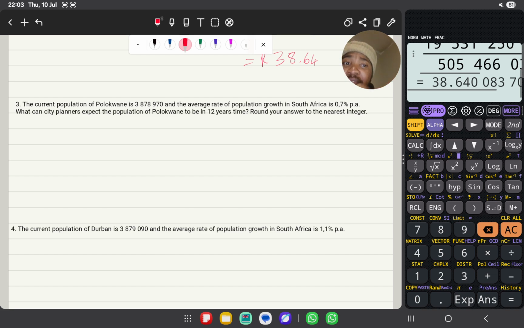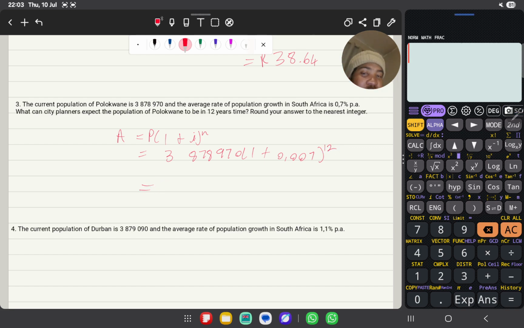Cool. So here we are trying to find the A, which is how many people we will be having in the future, 12 years' time. We use the same formula and we make the substitution: 3,878,970 times (1 plus 0.007) to the power of 12. Right? Go to your calculator.